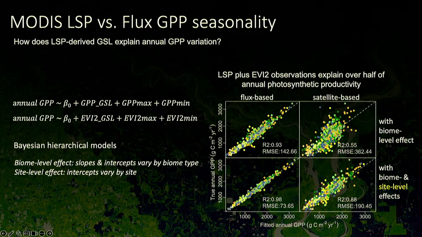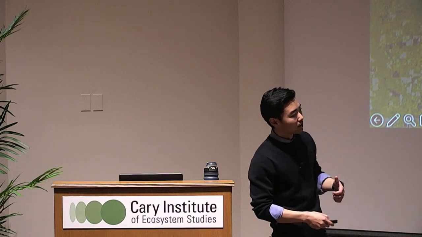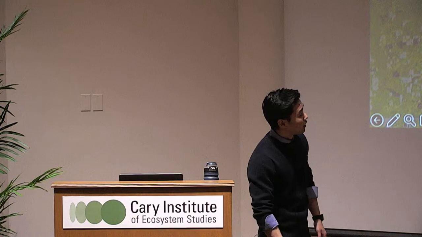But we thought this site level effect may be explained by environmental factors, for example temperature, light condition, water availability, those things. There is a PhD student at Boston University following this work. He used a machine learning model to incorporate all of these environmental factors and predicted this site level effect. I think this manuscript is still under review right now. But what I'm saying is it's promising to use those satellite images to infer or upscale those GPP measurements. That's the first thing.